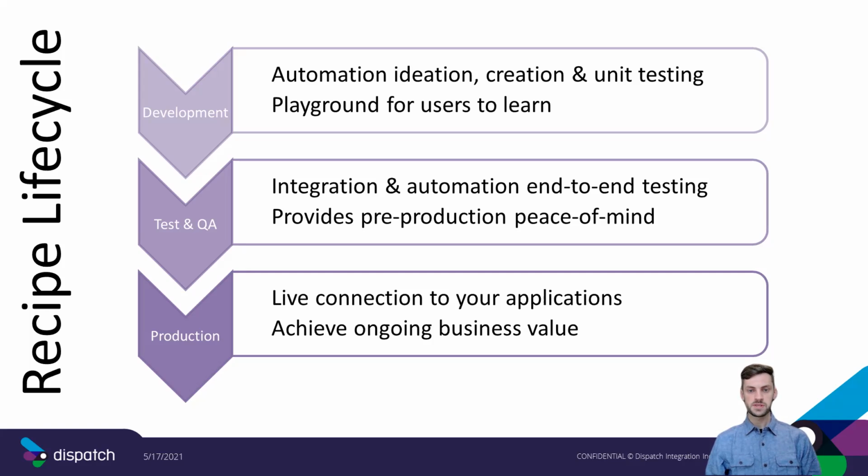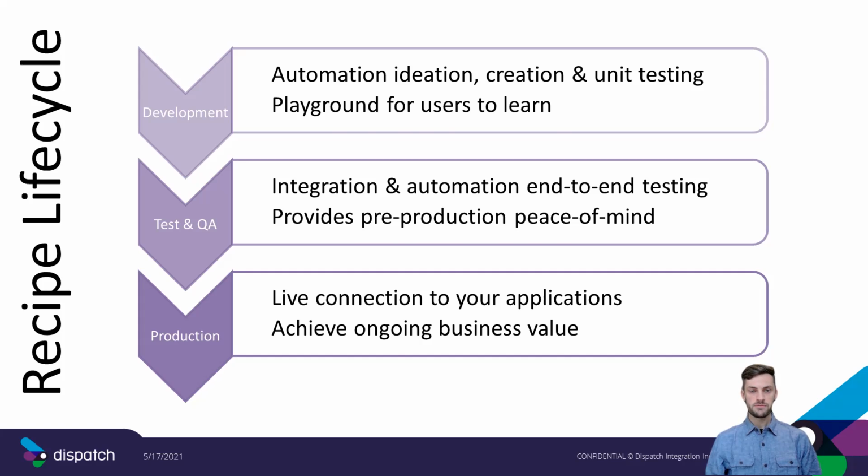Once testing has been successfully completed, you can migrate the recipes into production, complete a final smoke test, and then turn your recipes on. Now that you have content in production, you need to make sure that you have the access in place to provide ongoing support for the recipes.